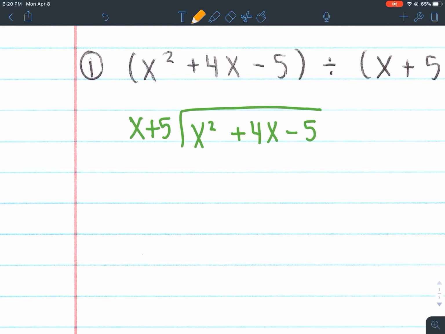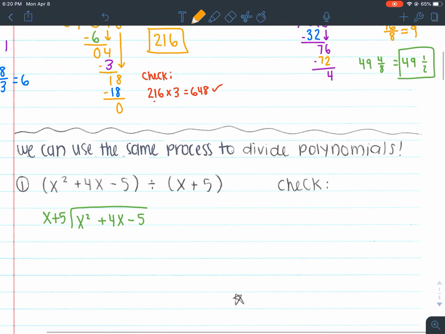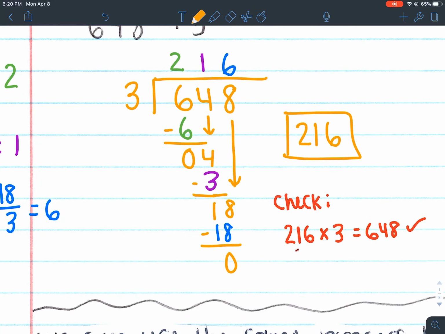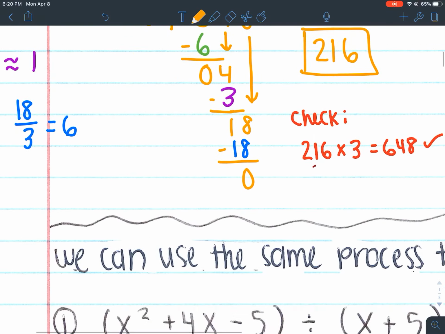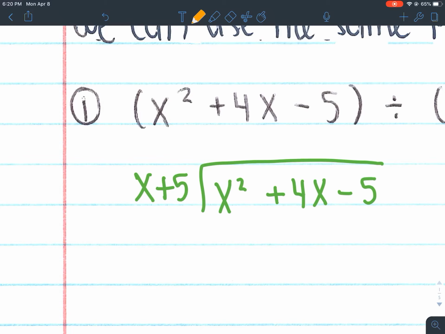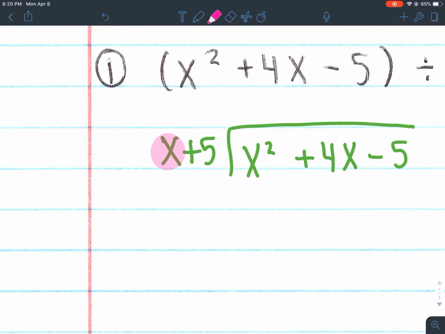Okay? The first thing you're going to ask yourself, right? What did you ask yourself here? How many times does 3 go into 6? You're not asking yourself how many times does 3 go into 648. You're asking how many times does it go into 6. So you're going to do the same thing here. Now, you're only going to look at this first term when you're considering how many times it goes into something. So you're just going to look at the first terms of each, okay?